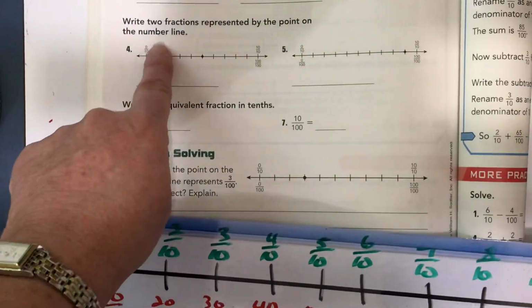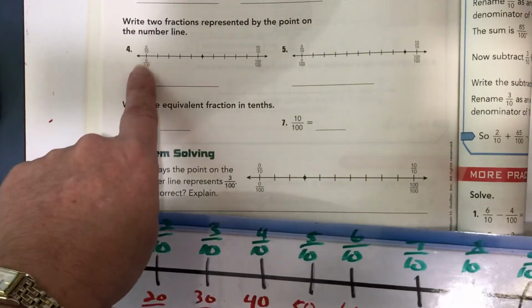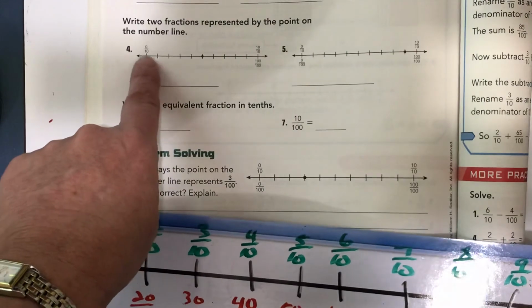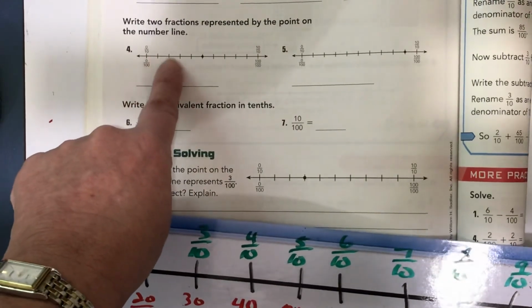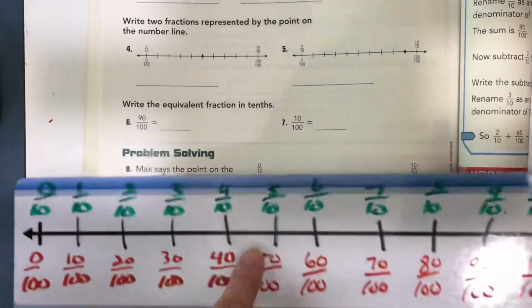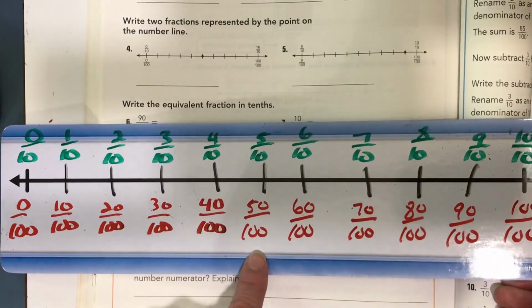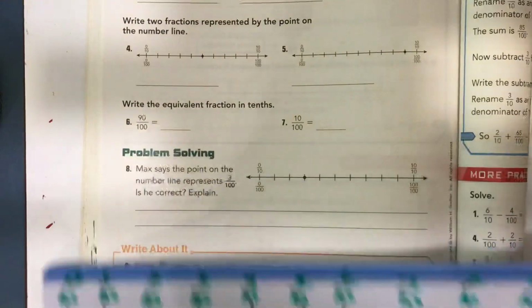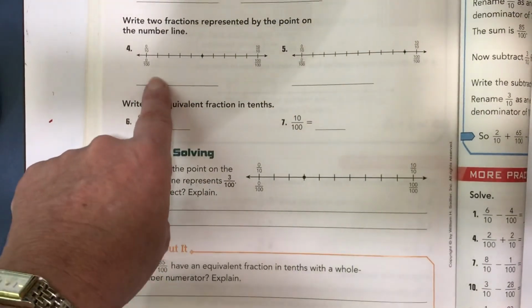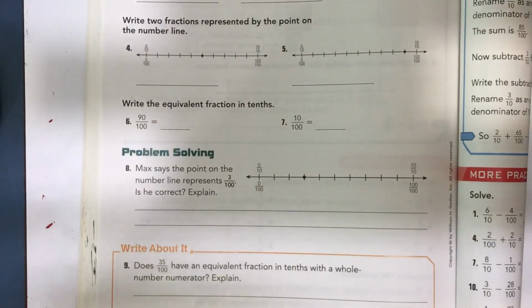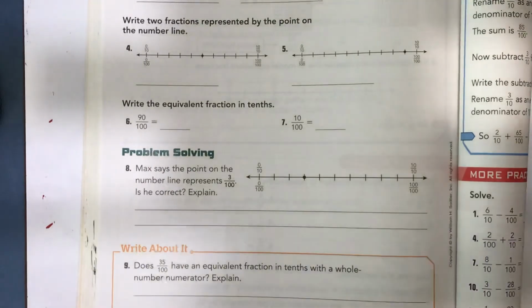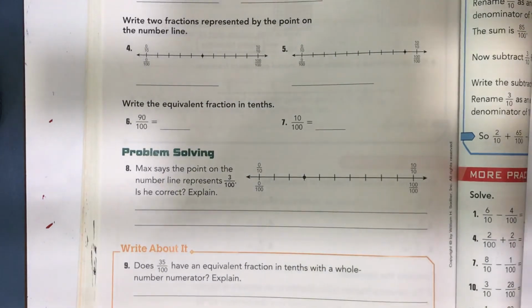So this says, write 2 fractions represented by the point on the number line. So we can count over. We can see that's 0 tenths, 1 tenth, 2 tenths, 3 tenths, 4 tenths, 5 tenths. Just like on this number line. 5 tenths, which is equivalent to 50 100ths. You have to write both numbers there, 5 tenths and 50 100ths. All right, so you just have to do page 200, numbers 1 through 9.